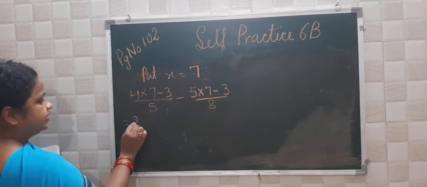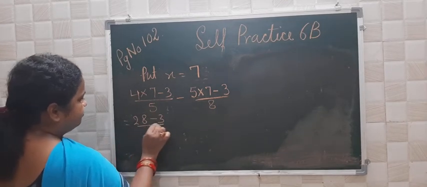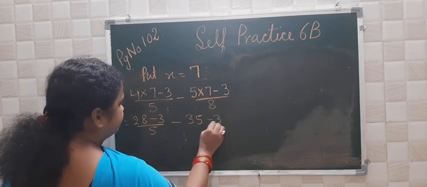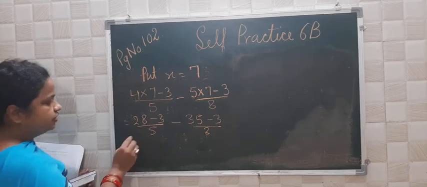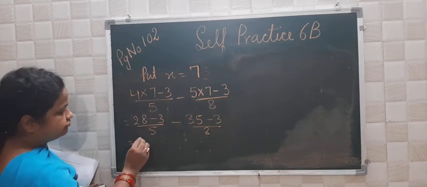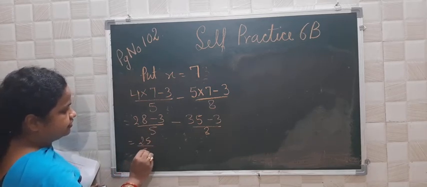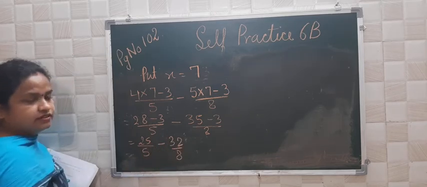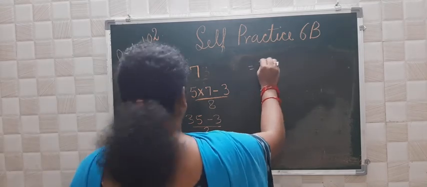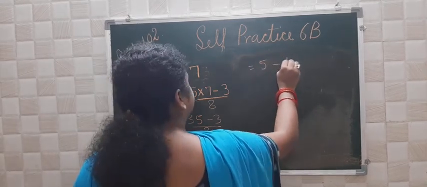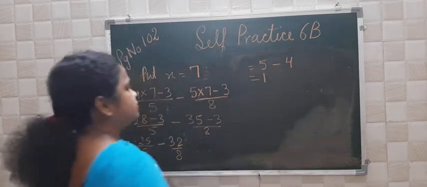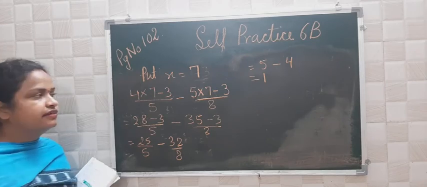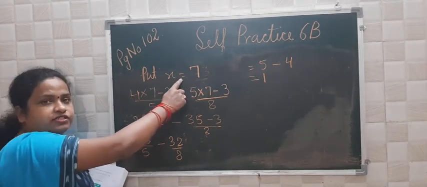which is equal to (28 minus 3)/5 minus (35 minus 3)/8. 28 minus 3, how much? 25 by 5 minus 32 by 8. So 25 by 5 is 5 and 32 by 8 means 4. So 5 minus 4 equal to 1. This was the only answer you have to get. Got it now? See once more. You have to put x is equal to 7.